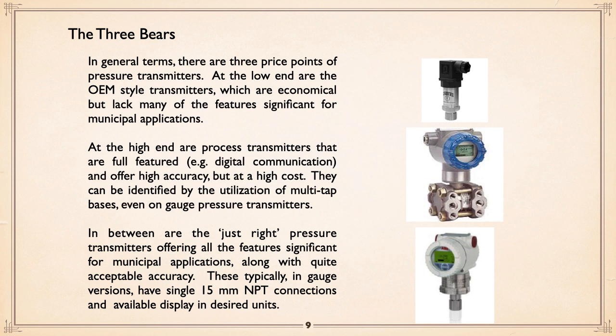In between, most people offer what I call a just right transmitter. It has all the features you'd want with municipal use, along with quite acceptable accuracy. Typically, gauge versions have a single 15 millimeter NPT connection and display in the desired units that you want. So they're not as cheap as the OEM style, but they're real world and do have a lot of useful features.